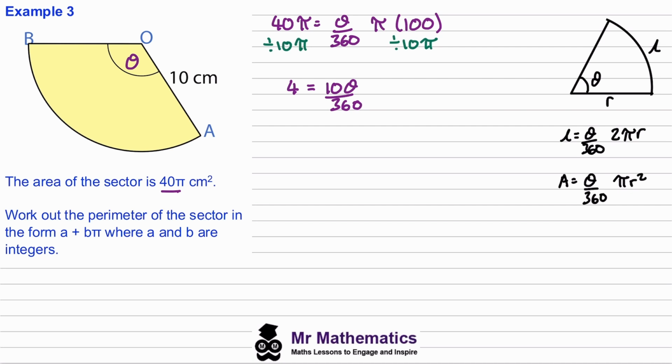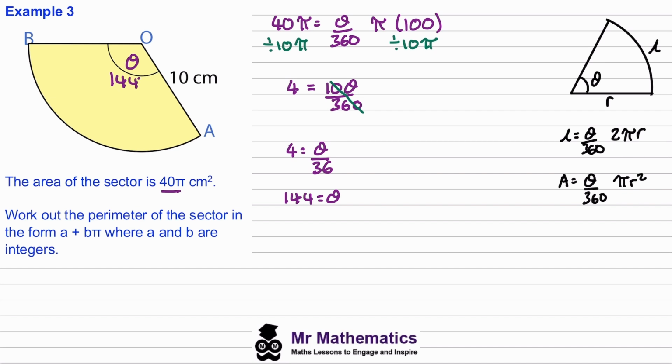And then I can simplify this again. We'll divide both by 10. So now we've got 4 will equal theta over 36. And then we can move this 36 over to the left-hand side. And we get 144 equals theta. So this is the angle of our sector.